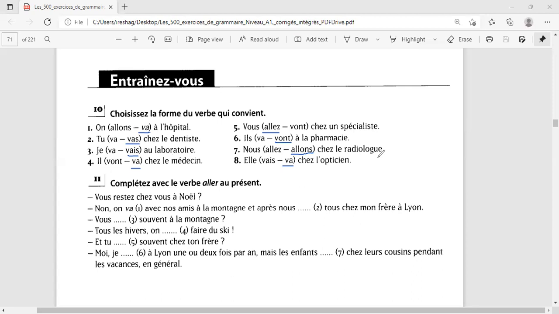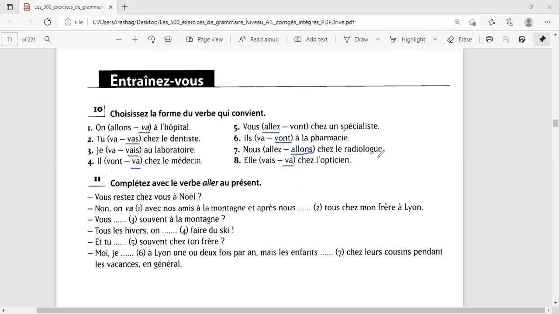Vous allez souvent à la montagne, you go often to the mountain, tous les hivers, all the winters. On va faire du ski, we go skiing. Et tu vas souvent chez ton frère, and you go often to your brother's place. Souvent is often. Moi, je vais à Lyon une ou deux fois par an. Me, I go to Lyon one or two times per year. Fois is times.